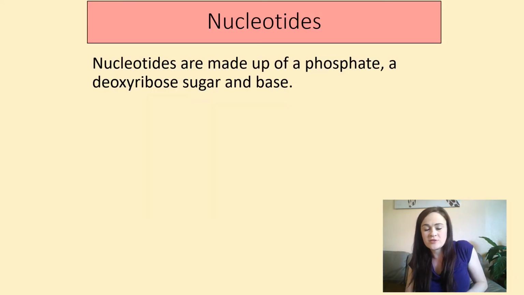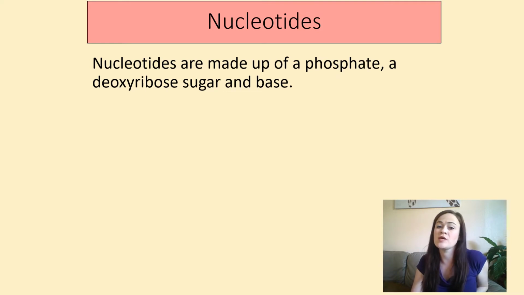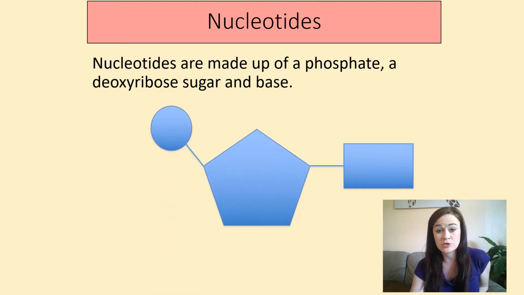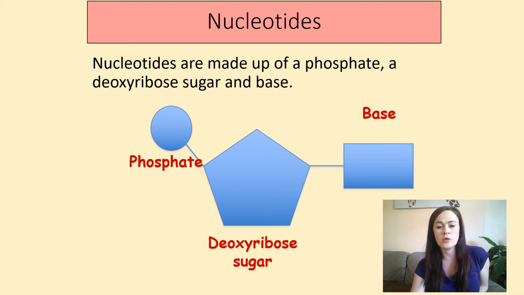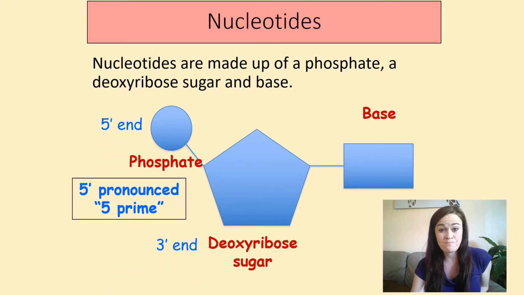Right, nucleotides. From National 5, you already know they're made up of a phosphate, a sugar, and a base. We're adding the term deoxyribose sugar. That's just the type of sugar it is. And this diagram here you should be familiar with. It's showing our nucleotide. Now, we're going to add some more to this. We're going to add some directionality to the nucleotide, in the form of the terms 5' end and 3' end. Let me explain what that means.